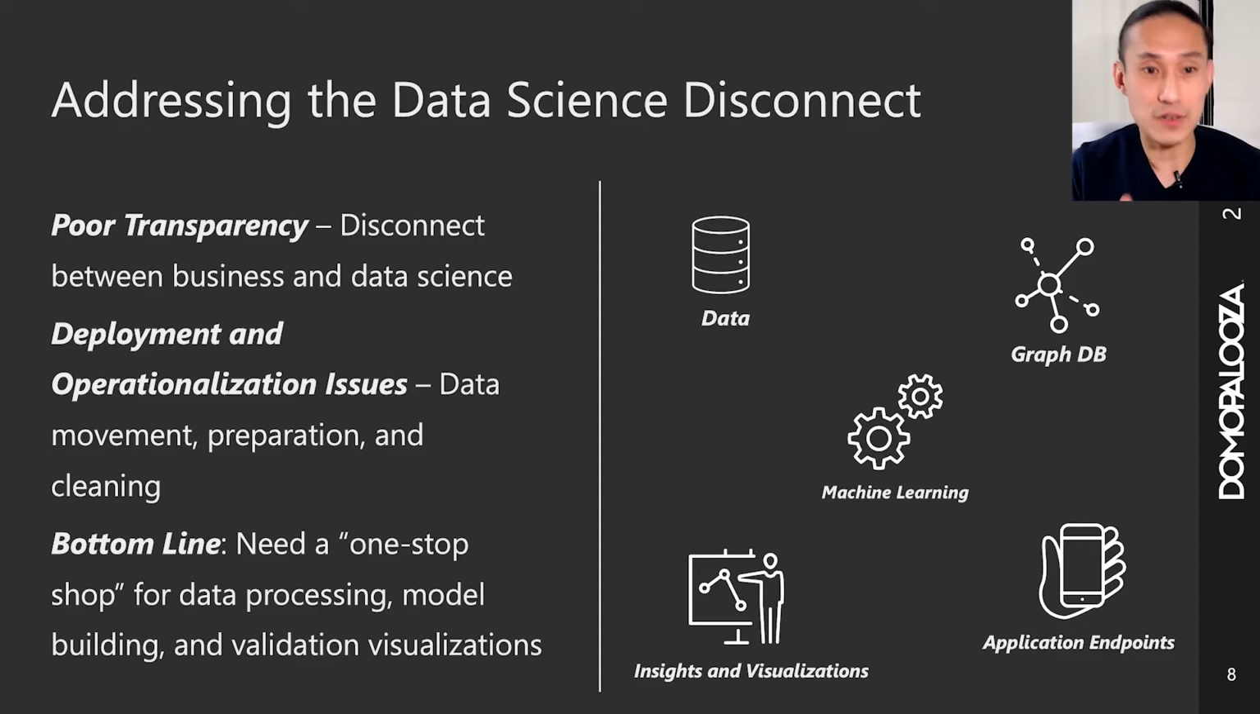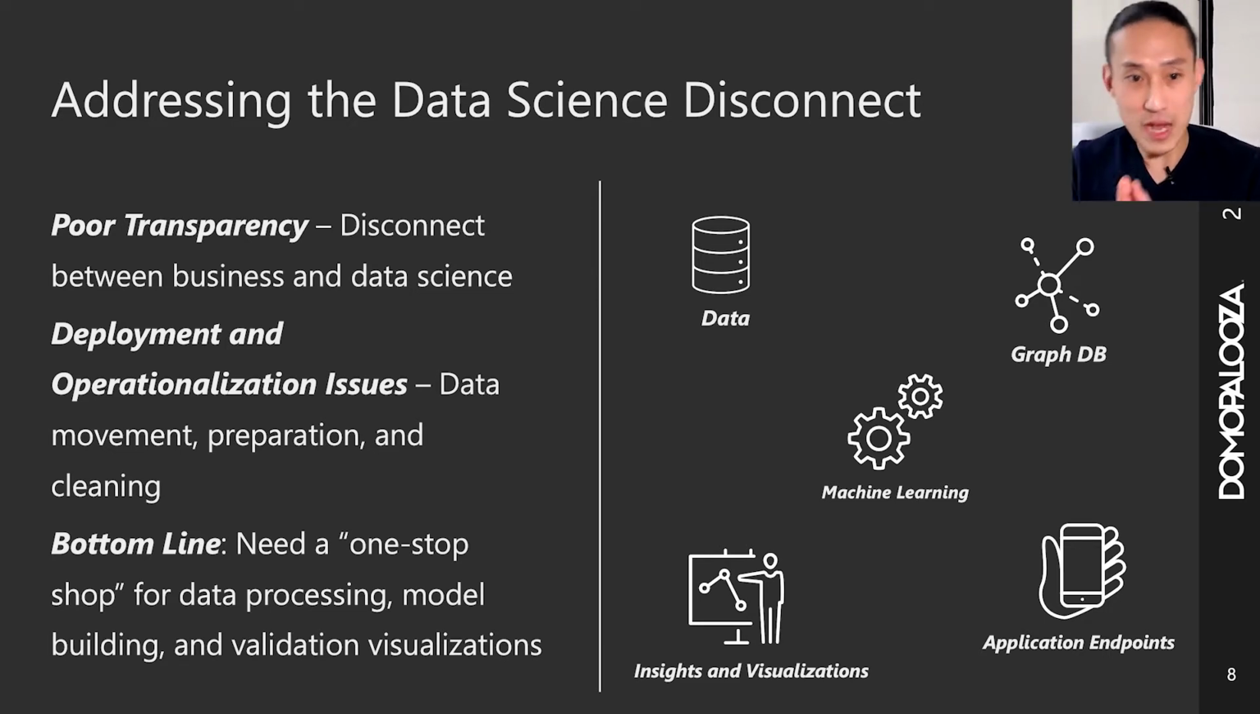There's the high cost of getting somebody to actually communicate the concept of what's going on in the machine learning and artificial intelligence space to the business side, particularly if you have people who aren't that well versed in the technology business. So that first problem is we have to overcome the poor transparency, which is a disconnect between the business side of the house and the data science side of the house.